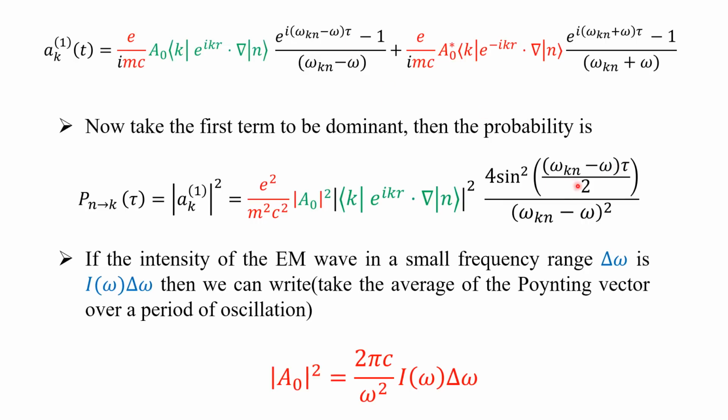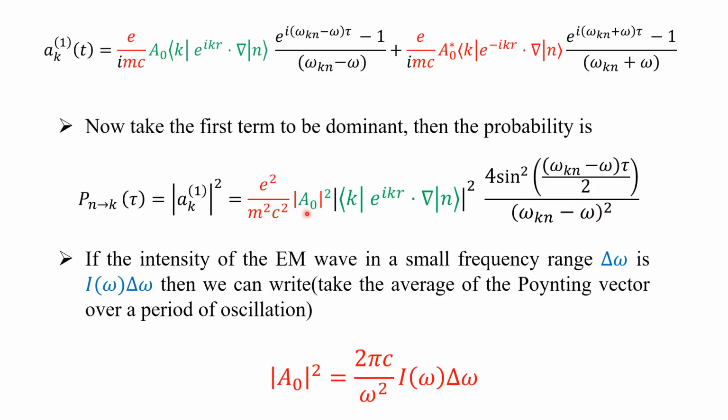I have used that fact, so you can refer to my earlier lecture on harmonic perturbation. So you will get this: when you square the exponential term, you will get 4 times sine squared of (omega kn minus omega) tau over 2, divided by (omega kn minus omega) whole squared.